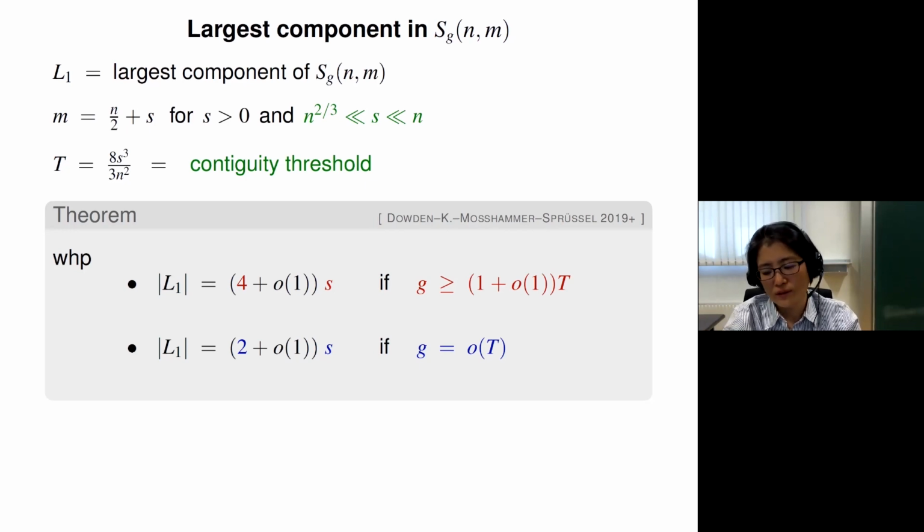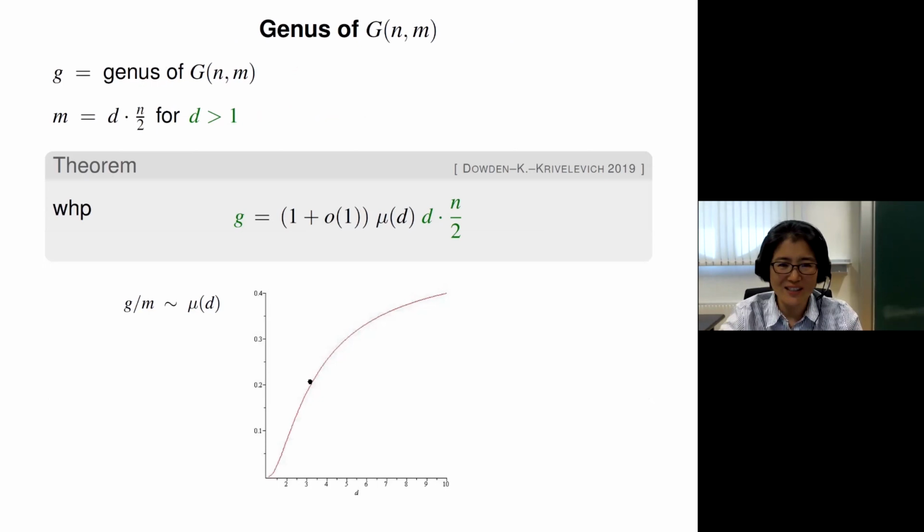Right, this is about the weakly supercritical regime, and this is not all. We also have to discuss the supercritical regime when the average degree is strictly larger than 1. Again, with Dowden and Krivelovich, we could show that indeed the genus in the supercritical regime is linear in n. Of course, I have written down d times n over 2 on purpose. Indeed, linear in m as well, because m and n are both linear in n. So you can think of it as the genus being linear in the number of edges. Likewise, the genus is linear in n.